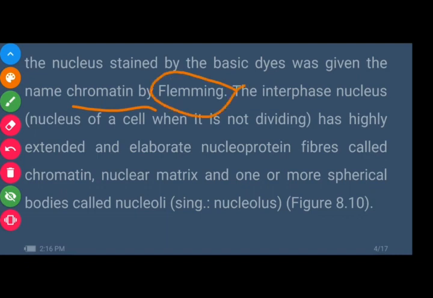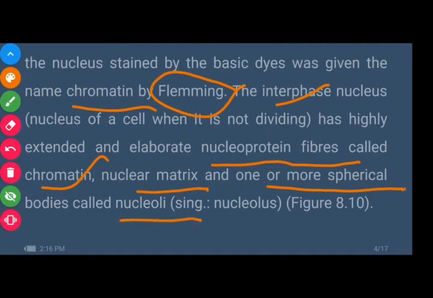The interphase nucleus, meaning the stage at which the cell is not dividing, has highly extended and elaborate nuclear protein fibers called chromatin. It also has the nuclear matrix and one or more spherical bodies called nucleoli, or in singular form, nucleolus.